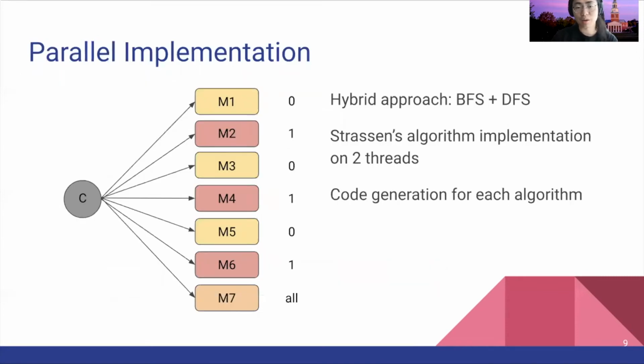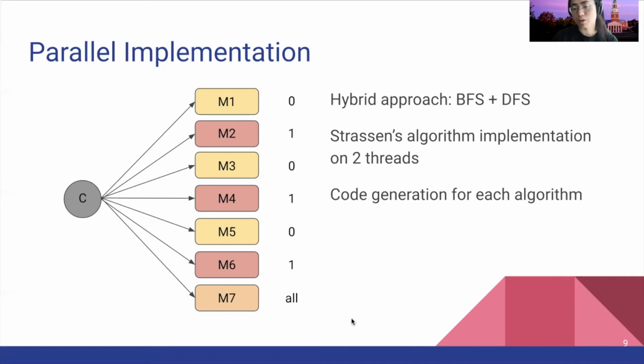Another thing I want to talk about is the parallel implementation. Here we use what is called the hybrid approach. To show what that means, I'll use an example with the Strassen algorithm on a two-thread machine. The first thing we do is a BFS, which means we distribute the multiplications to different threads. Then if there is any remainder, like M7 here, we do a DFS, which means all the threads work on the remaining multiplication together.